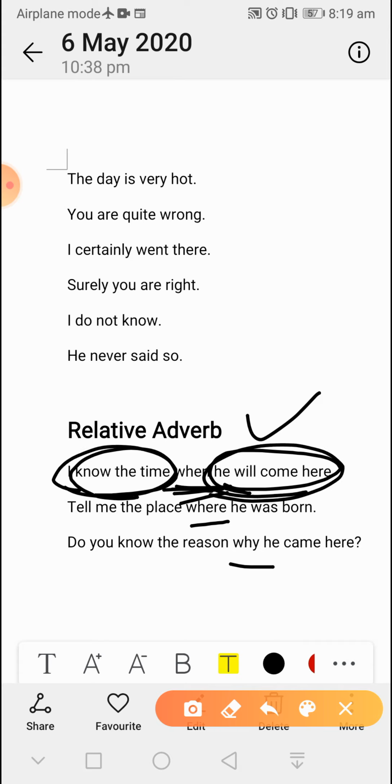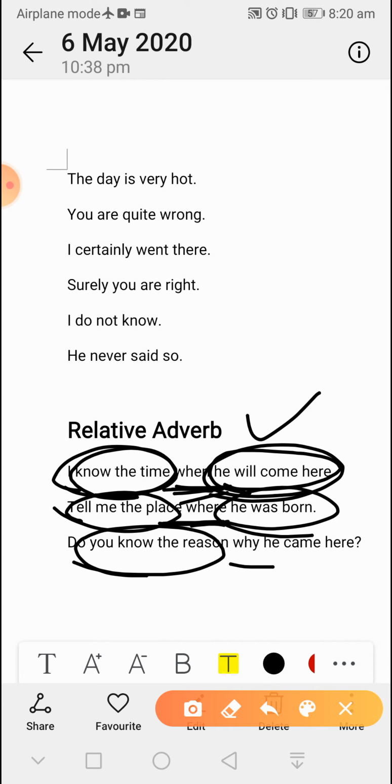In the same way, tell me the place, and he was born. These two sentences are connected with where. When these WH words come between sentences and relate them, those adverbs are called relative adverbs. Next is: do you know the reason? This is a sentence, and he came here. This is a sentence, and these two sentences are joined by why. So I hope you have understood the function of a relative adverb.